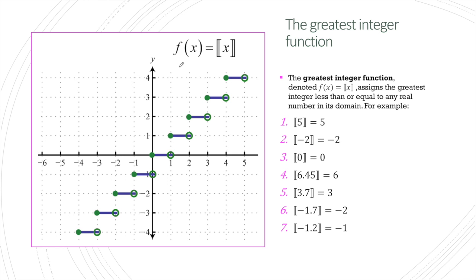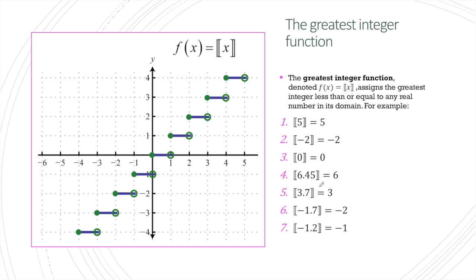The last type of function I'm going to talk about is the greatest integer function. The greatest integer function is denoted kind of like double brackets, and it assigns the greatest integer less than or equal to any real number in its domain. What does that mean? So we can see that anything less than 1 rounds down, right? It graphs to 0. Anything less than 2 rounds down, graphs to 1. So 5 would go to 5. Negative 2 would go to negative 2. 0 goes to 0. But 6.5, we would round that down and go to 6.